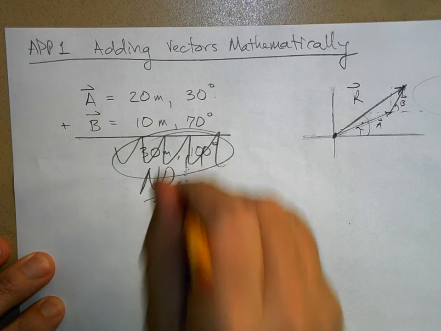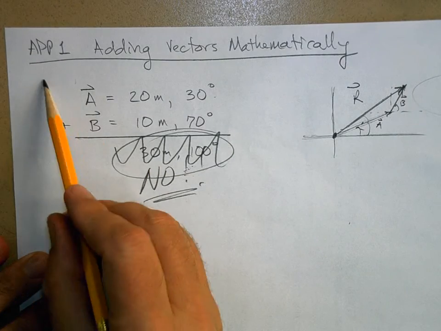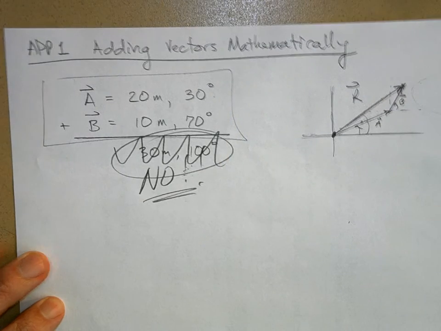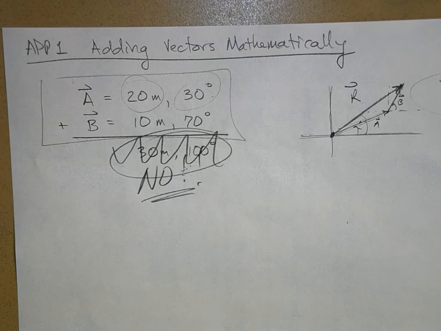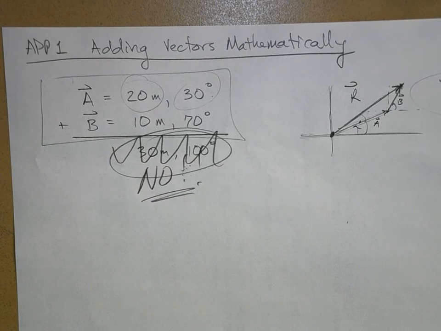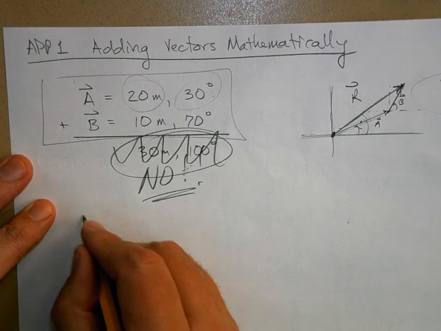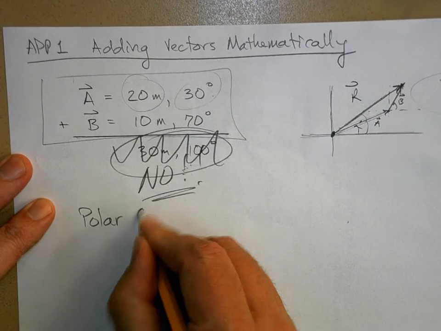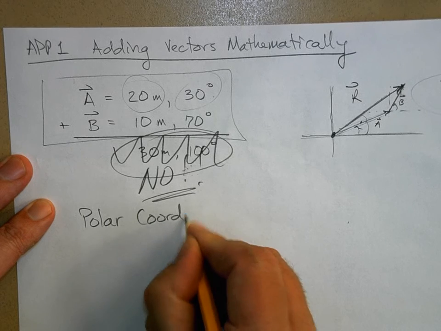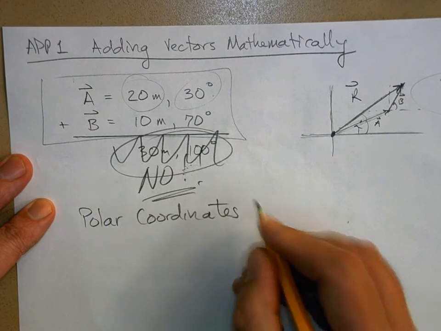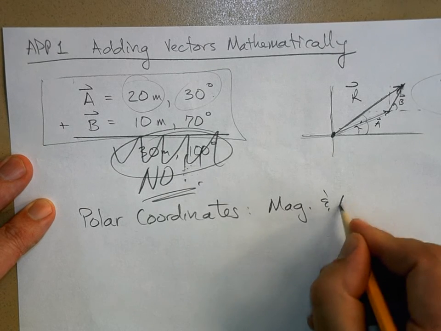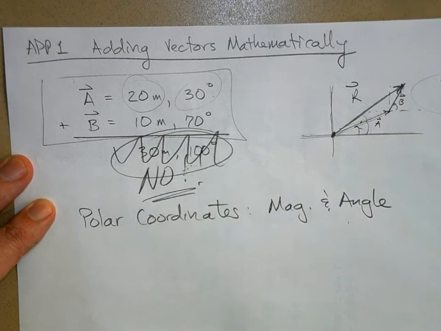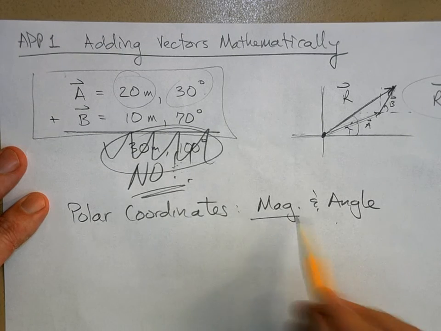You cannot add vectors together when they are in this form. What do we call this when you give a magnitude and an angle, from your math classes? Polar coordinates. Do you remember polar coordinates? Yes, these are in polar coordinates. That's when I give a magnitude and an angle.